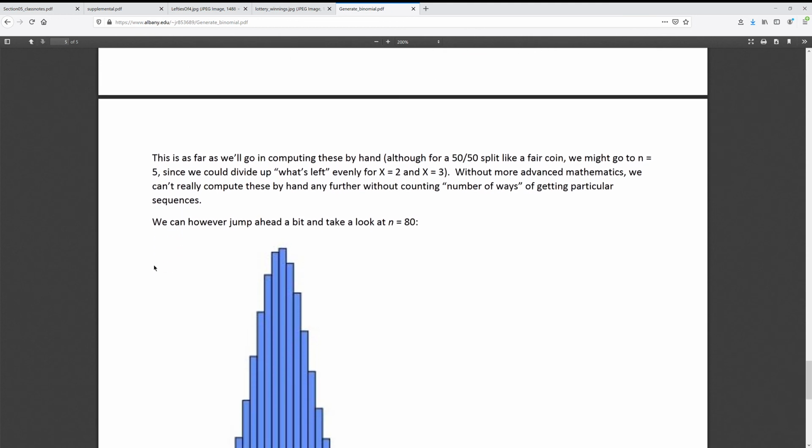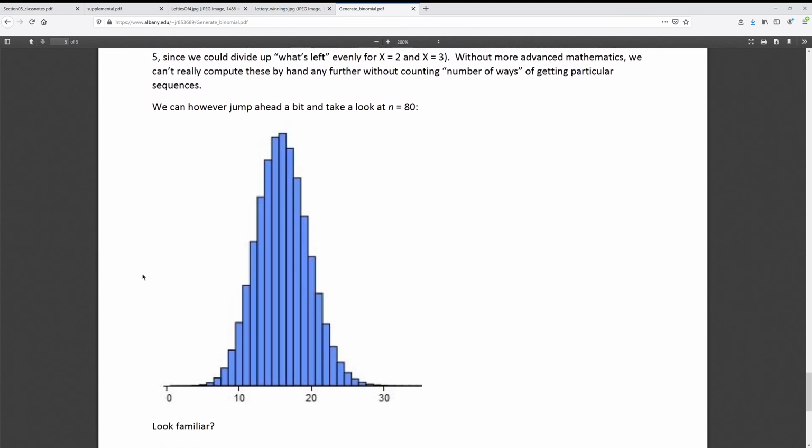But if you jump ahead to samples of size 80, the first thing you notice is that there are a lot of bars, and that you wouldn't want to do that by hand. The probability of 0 people having blue eyes, of 1, of 2, of 3, of 4, 80 bars later, of 79, of 80. So thought of as individual bars, this is very, very complicated. But then the second thing you notice is that you don't have to think of it as individual bars.